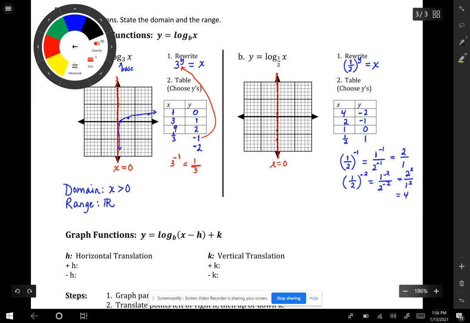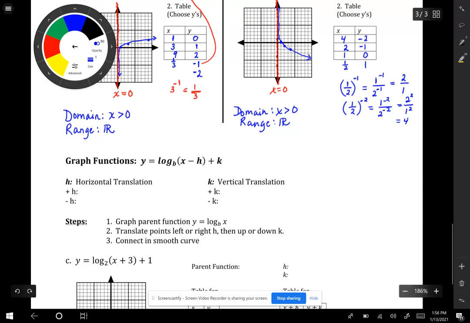So plotting our points, we have 4, -2. So 4 down 2. We have 2, -1. 1, 0. 1/2, 1. This time, the graph is approaching the x-axis closer that way, but going further out this way. And our domain, again, x can only be positive numbers. You can look at your table and verify it. You're never going to get a negative number for x. And your range includes everything.